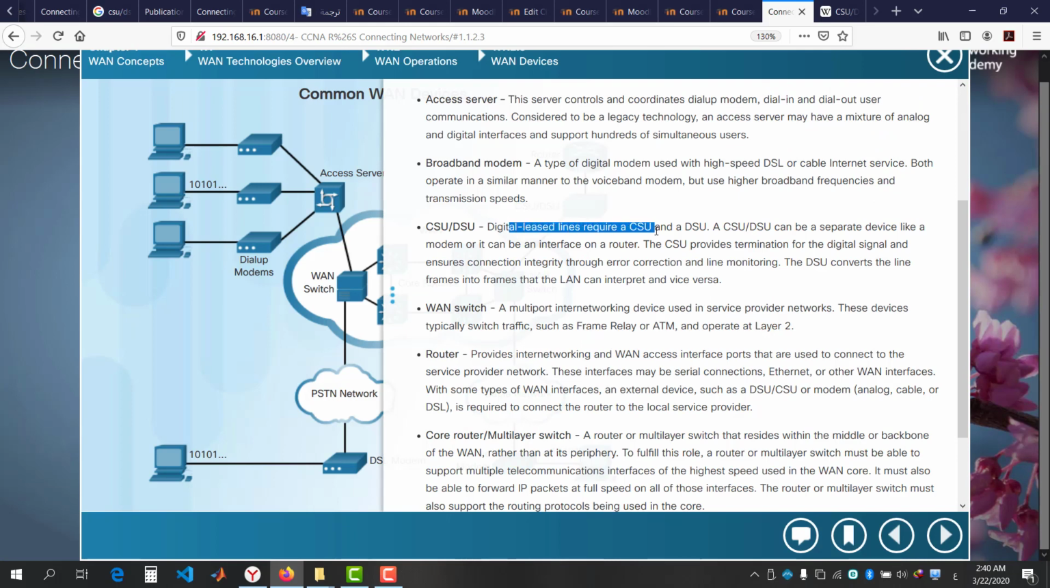A digital leased line requires a CSU and DSU. A CSU/DSU can be a separate device like a modem, or it can be an interface on a router. The CSU provides termination for the digital signal and ensures connection integrity through error correction and line monitoring. The DSU converts the line frames into frames that the LAN can interpret and vice versa.